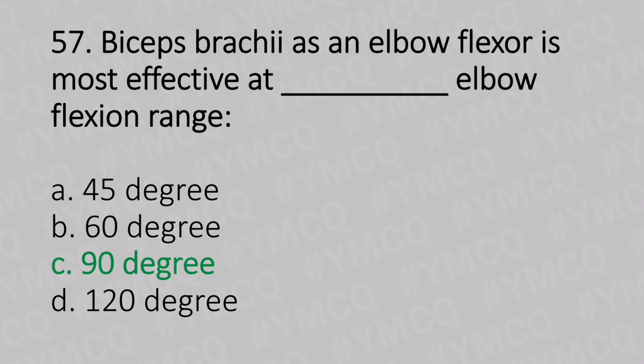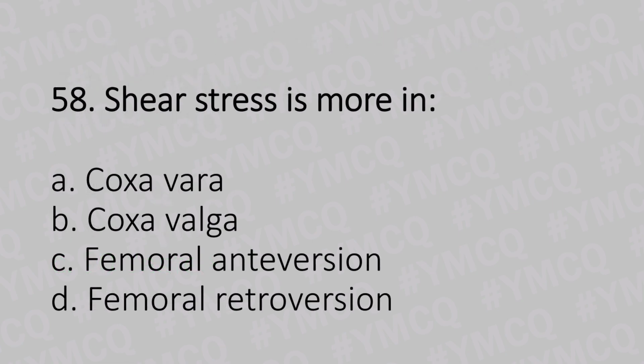Moving to our 58th question, shear stress is more in Option A, coxa vara. Option B, coxa valga. Option C, femoral anteversion. Option D, femoral retroversion. And the answer is Option A, coxa vara.